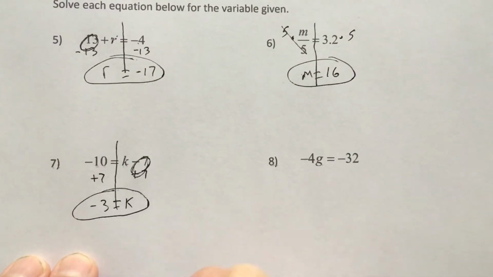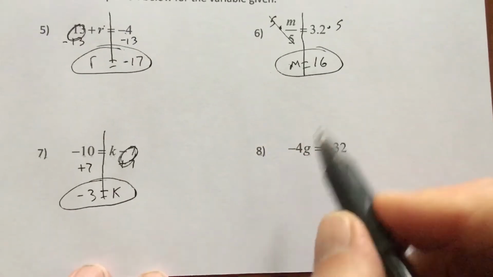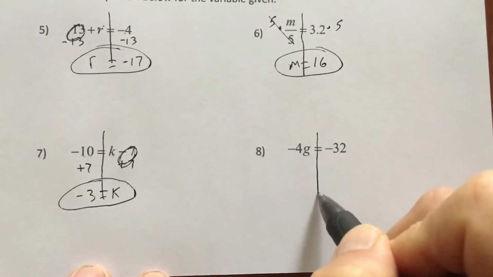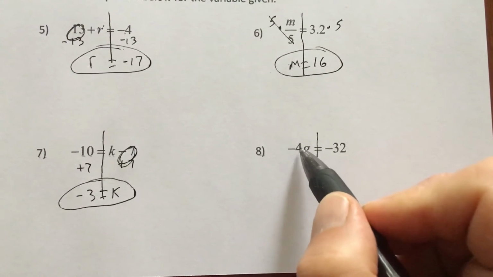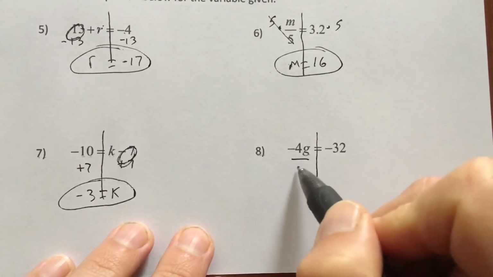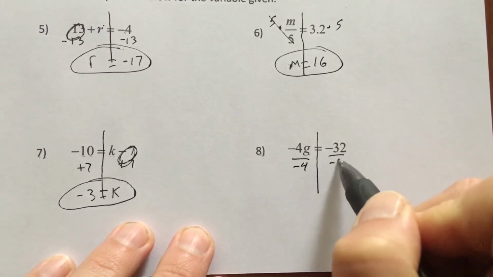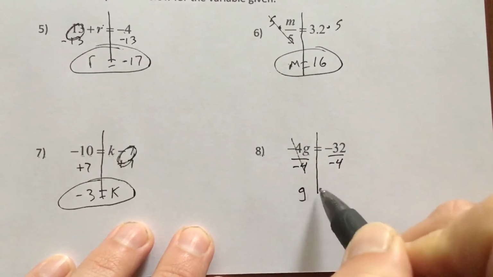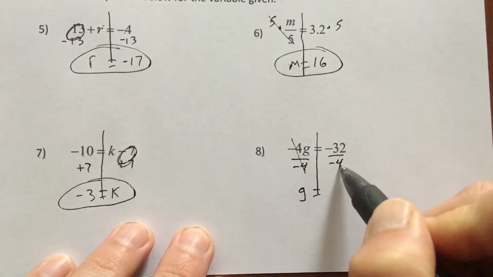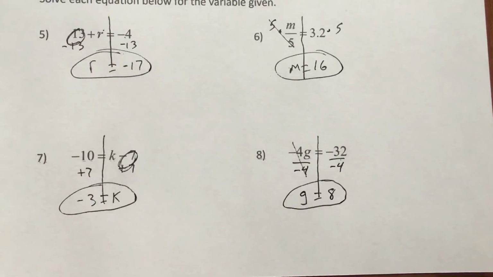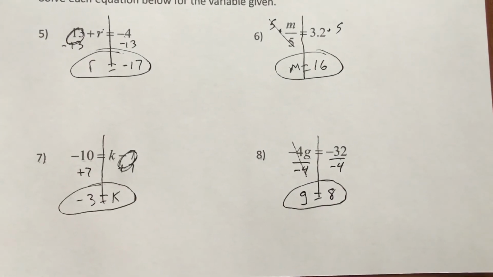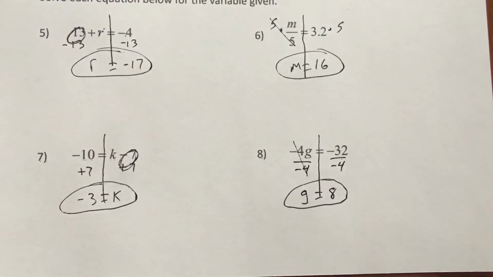Again, if I just follow that pattern, get used to it, it's a pretty simple thing here. I've got the g there. It's being multiplied by negative 4. That's what this means, negative 4 times g. So the opposite of multiplying is dividing. I'm going to divide by negative 4, and I'll get g equal to negative 32 divided by negative 4, which is positive 8. Again, that's on the one-step side, a straightforward thing there.